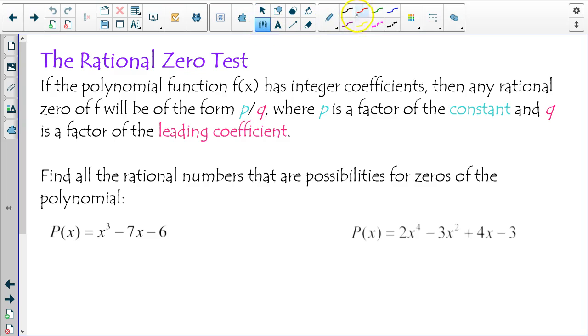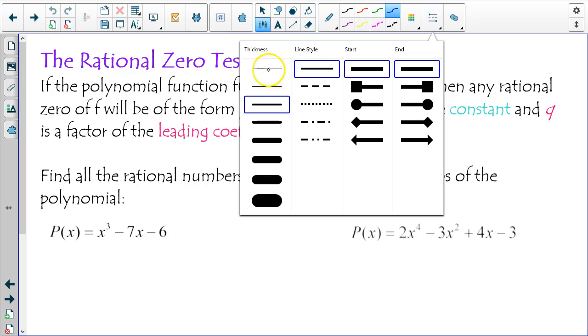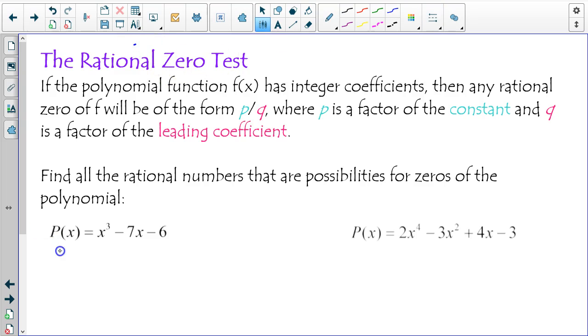So the first thing is, p is the constant. So what's the constant? And we don't care about the negatives or positive. What's the constant? 6. Okay, so what are the factors of 6? What times what will give me 6? 1 and 6, so I'm going to do plus or minus 1 times plus or minus 6. Okay, what else? Yeah, 2, plus or minus 2, plus or minus 3. And yes, you have to put plus or minus no matter if it's positive or negative. You always put the plus and minuses, okay?